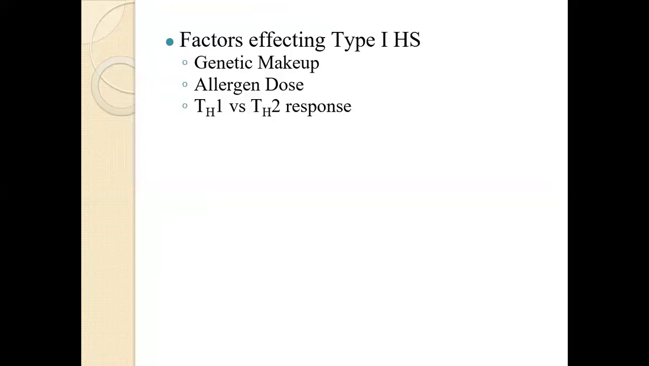So, what are the factors that affect this type 1 hypersensitivity? One is the genetic makeup of an organism or an individual. Second is allergen dose. How much allergen enters our body? That is allergen dose. T helper cell 1 versus T helper cell 2 response. Whether this T helper cell 1 response occurs or 2 response occurs. These all are the factors affecting type 1 hypersensitivity reactions.